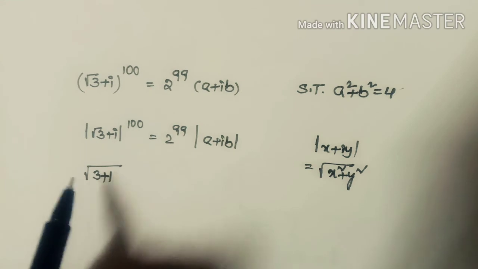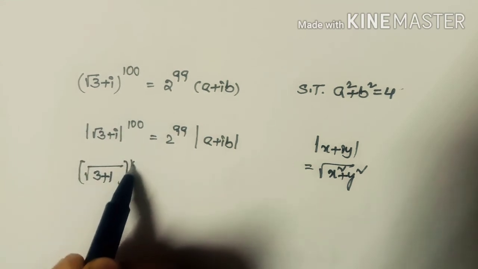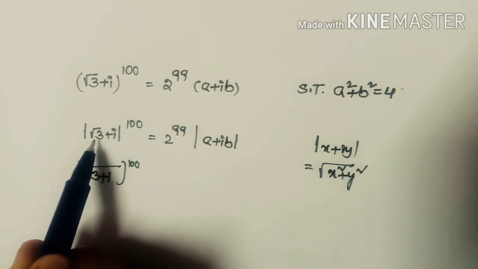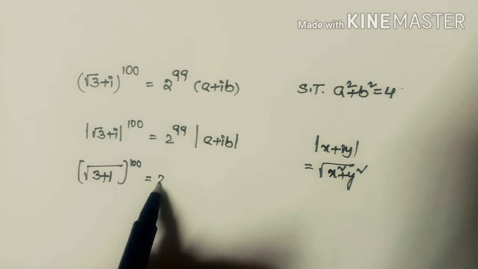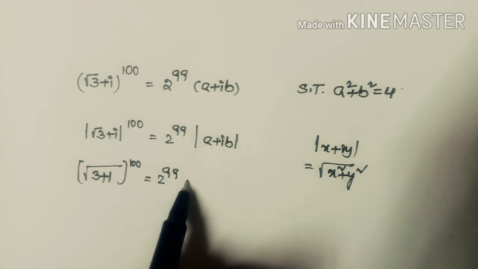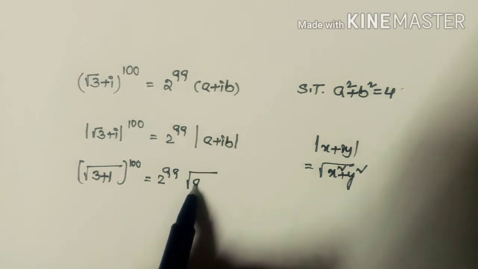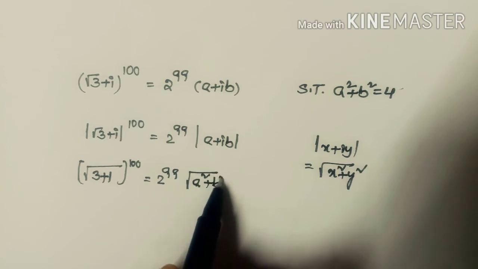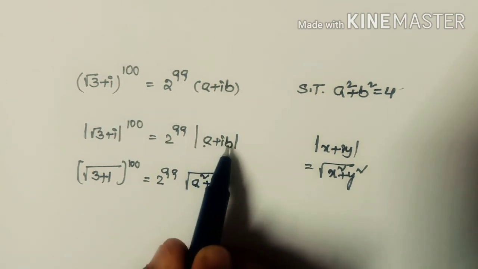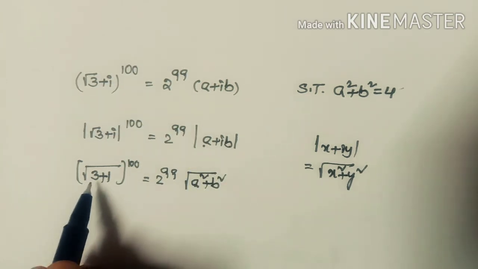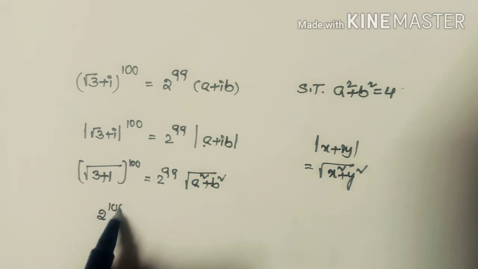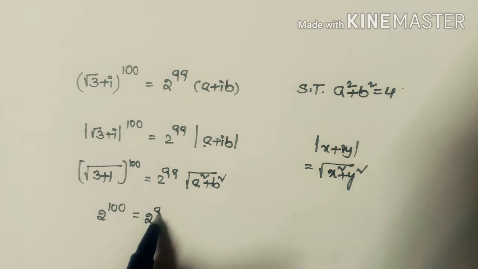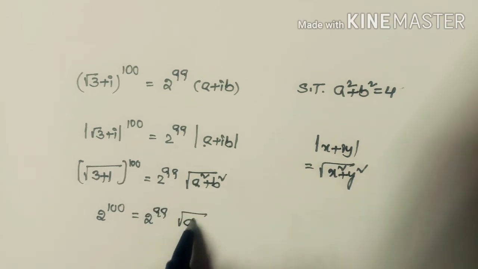i coefficient 1 square, that is 1, whole power 100 is equal to, here x is the real part value root 3 and y is the imaginary part value 1. The i coefficient is equal to 1 here, and this is equal to 2 power 99 into square root of x square plus y square, that is a square plus b square, real part whole square plus imaginary part whole square. 3 plus 1 is 4, root 4 is equal to 2. So 2 power 100 is equal to 2 power 99 into square root of a square plus b square.